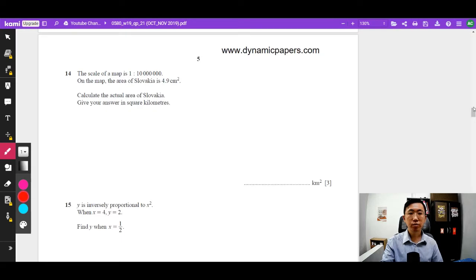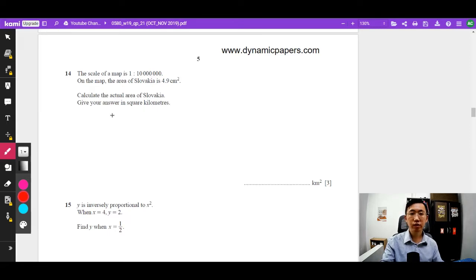Okay, let's do number 14. Map ratio. The scale of a map is 1 to 10 million. On a map, the area of Slovakia is 4.9 centimeters square. Calculate the actual area of Slovakia. Give your answer in square kilometers. Okay, so a lot of challenging stuff over here, I can see. No wonder it's a 3 marks question.